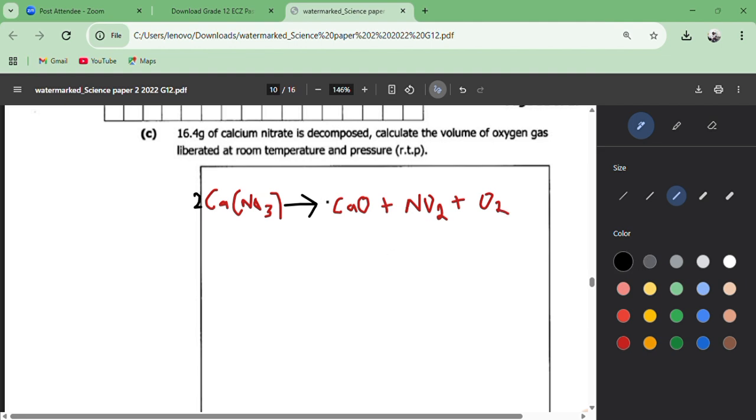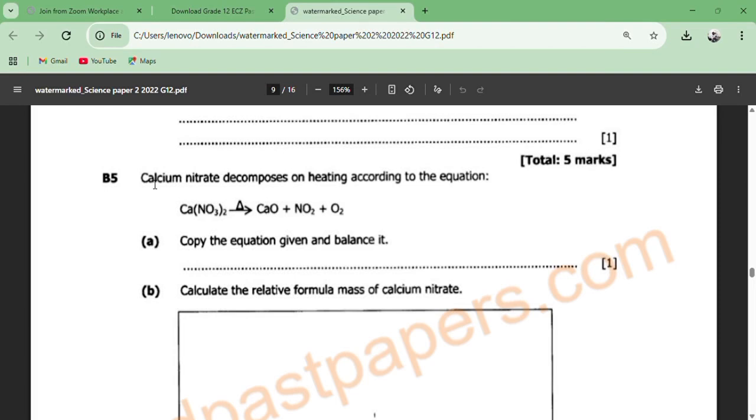Okay, then we said here was a 2, not so. Here 4, not so. Okay, so we have this one here. We have 16.4 grams of calcium nitrate decomposed. Calculate the volume, so the volume of this.